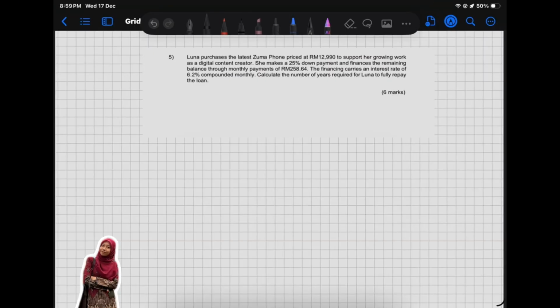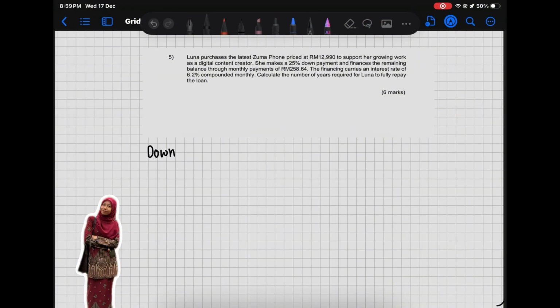Question 5. Luna purchased the latest smartphone priced at 12,990 ringgit to support her growing career as a digital content creator. She makes a 25% down payment and finances the remaining balance through monthly payments of 258 ringgit 64 sen. The financing carries an interest rate of 6.2% compounded monthly. Calculate the number of years required for Luna to fully repay the loan. To solve this question, first we need to find how much Luna paid for the down payment. Luna makes 25% down payment, so 12,990 ringgit multiplied by 0.25, and the remaining balance Luna has to pay is 9,742 ringgit 50 sen, which is the present value.